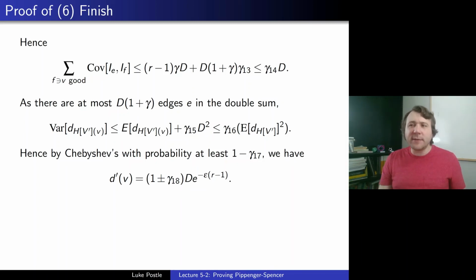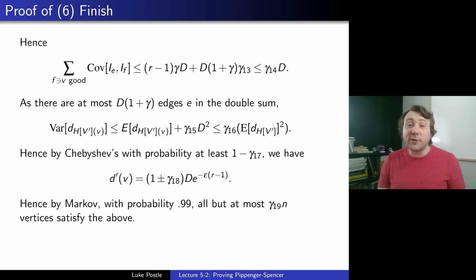But we're not quite done yet, because we now have to say, well, how do we actually do this, right? Do we union bound? What we know is that with high probability each one is fine, but some might fall outside. But here's where we can use Markov. We can apply Markov to get that with probability 0.99, all but at most gamma 19 n of the vertices satisfy the above. So there just can't be too many violating this condition. So it's kind of unlikely that too many vertices will fall outside. And so then we'll be done.